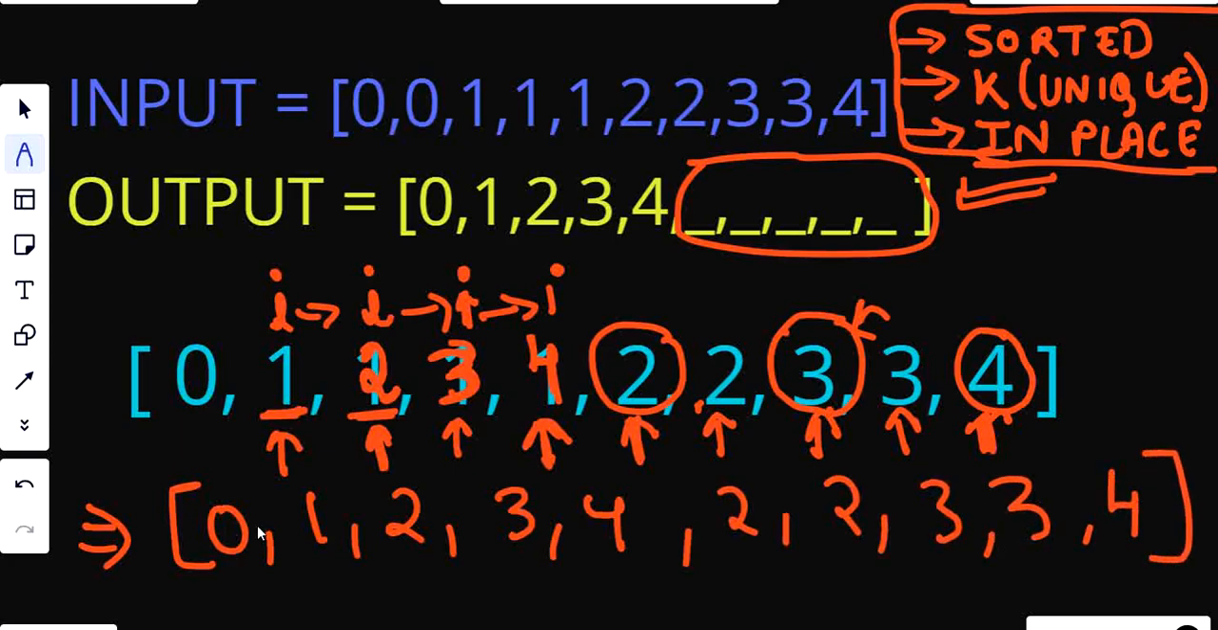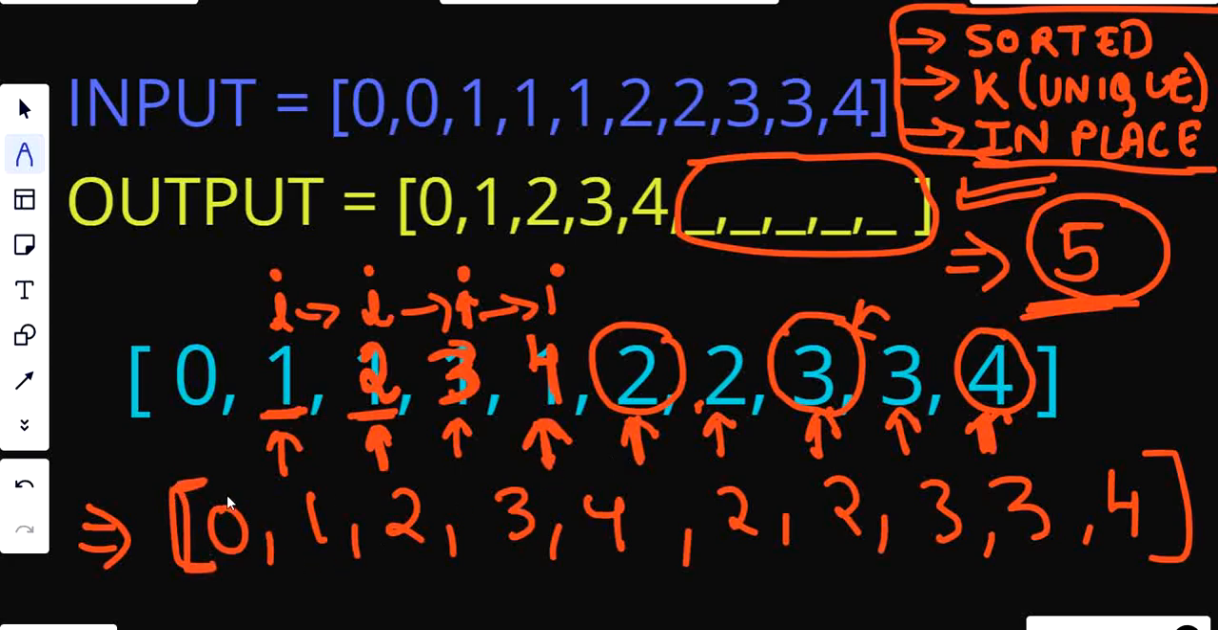And this whole array will be returned as an answer, and the insertion index, that is I, at this point the value of I is 5. 0, 1, 2, 3, 4, 5, right? So insertion index is 5, that is the number of unique elements, or k in terms of the question. This is the k value and this is the in place duplicate removal.